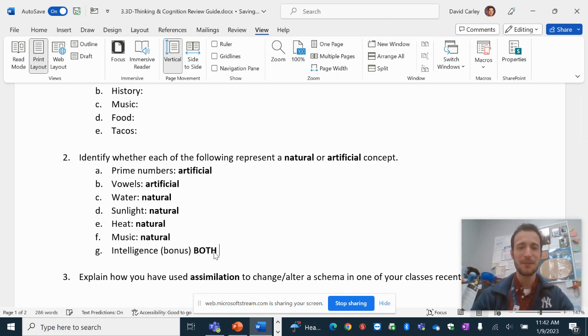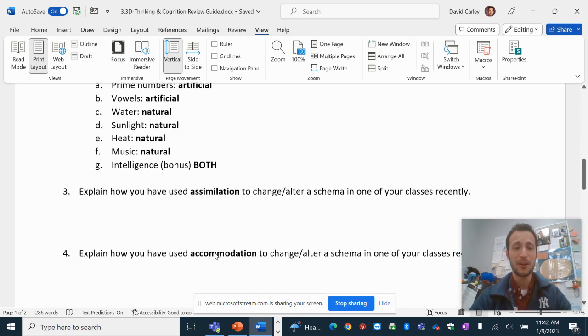And then intelligence is a bonus. I would say this one falls into both. It's kind of up to what you think. You ask 1,000 different psychologists what intelligence is, you're going to get 1,000 different answers, is what they like to say. So it's something you know when you experience it, but it also has specific definitions that different textbooks give. That was just a little bonus one thrown in for you.